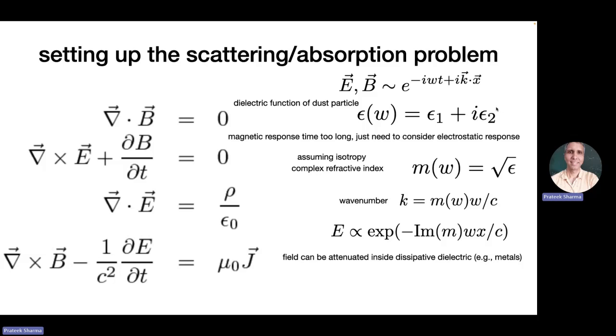Okay, we do not need to bother about mu because the magnetic response time is too long for these frequencies. The magnetic properties of these materials come from their spin or orbital angular momentum, and their response time is much longer than these gigahertz frequencies that we're talking about. So we just need to worry about the electrostatic response.